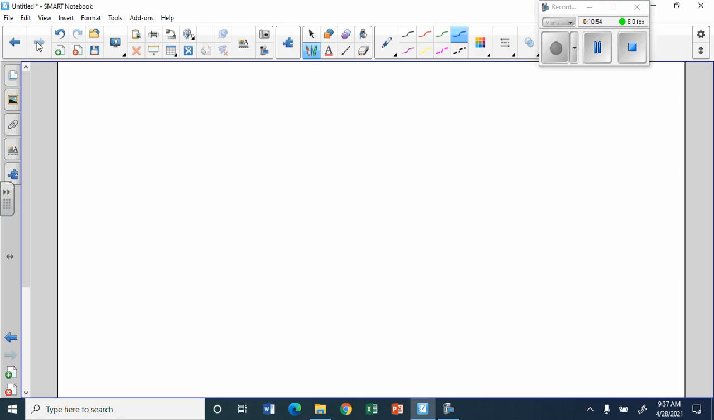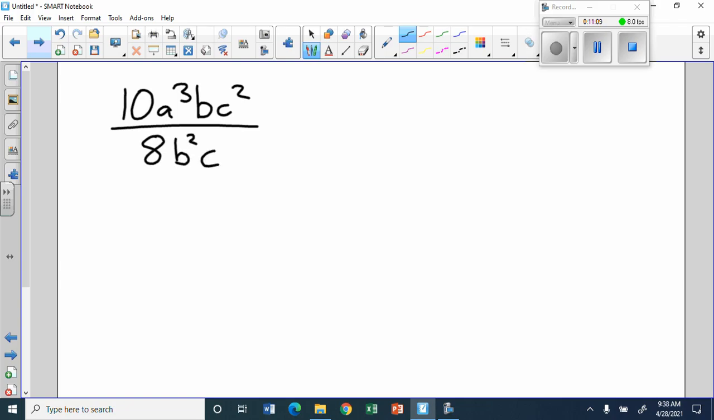10a cubed bc squared divided by 8ab squared c. I'm sorry, 8a b squared c. And let's add an a to this. That's the one we have. So 10a cubed bc squared over 8ab squared c. Write out the factors, cancel what cancels, see what you get as your answer.